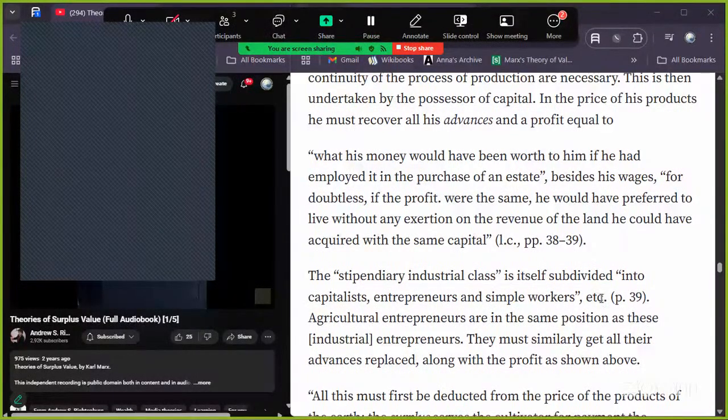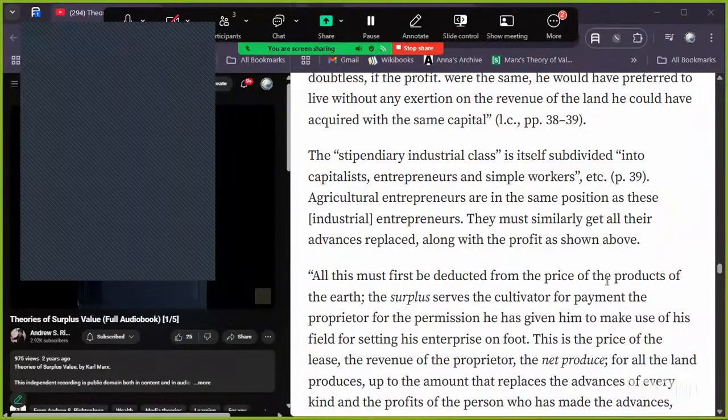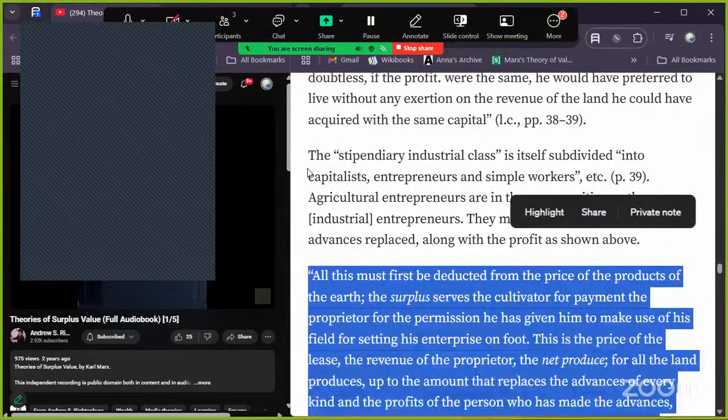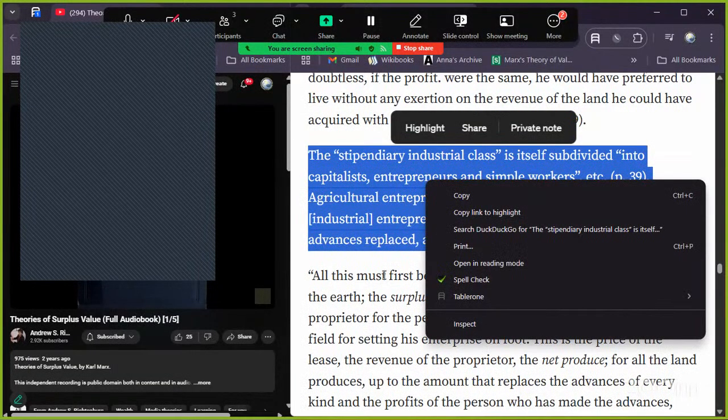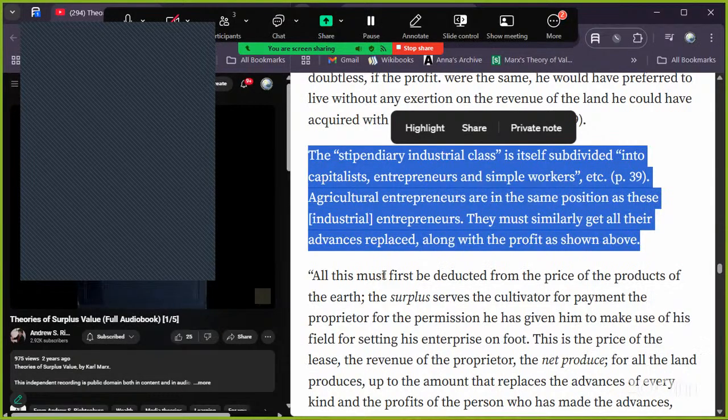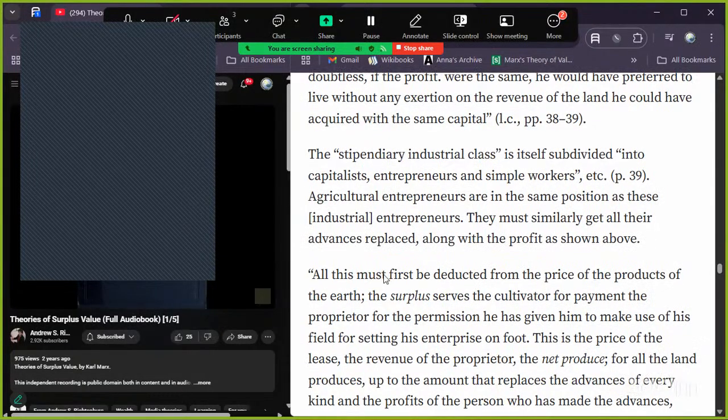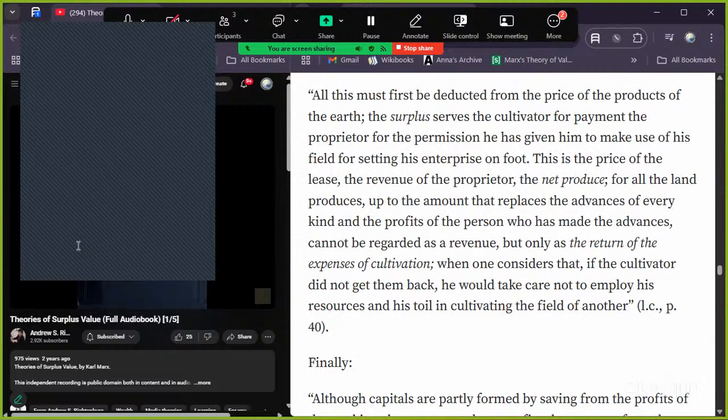The stipendiary industrial class is itself subdivided, quote, into capitalists, entrepreneurs, and simple workers, end quote. Agricultural entrepreneurs are in the same position as these industrial entrepreneurs. They must similarly get all their advances replaced, along with the profit as shown above. Quote, all this must first be deducted from the price of the products of the earth.